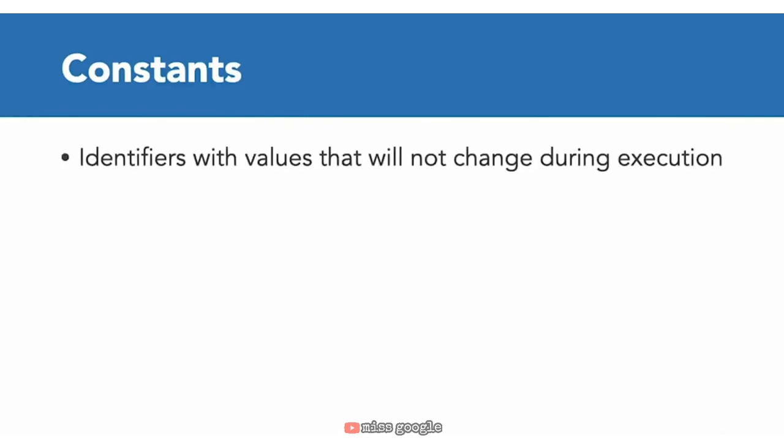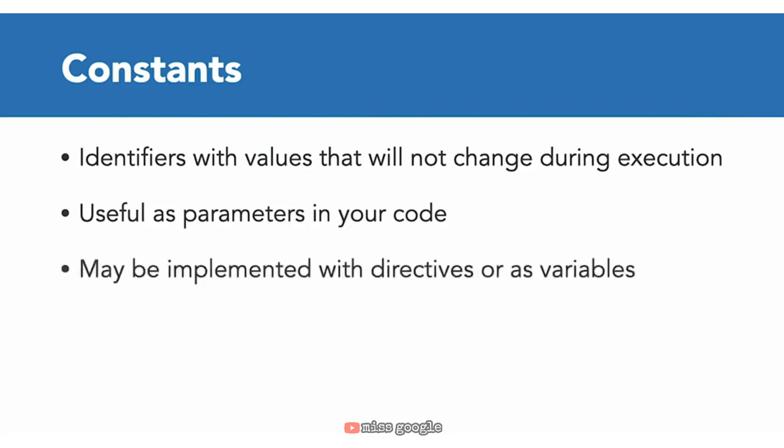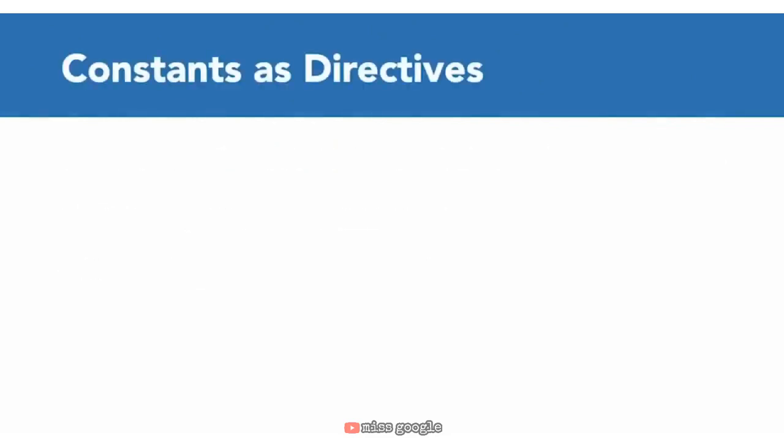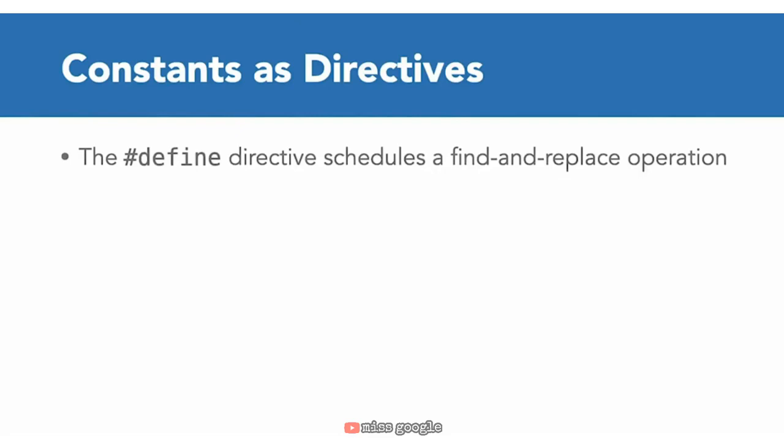Constants are identifiers with values that will not change during execution. They are useful as parameters in your code, for example, to set the size of a screen or the length of a memory buffer. Constants may be implemented with define directives or as regular variables. On the one hand, we may create constants with preprocessor directives. The define directive schedules a find and replace operation so that the code that is sent to the compiler has all the instances of the defined symbol replaced by its value. These defined symbols are known as macros.